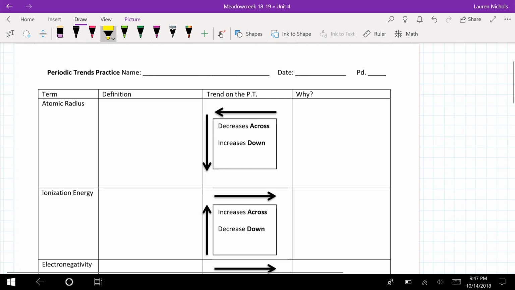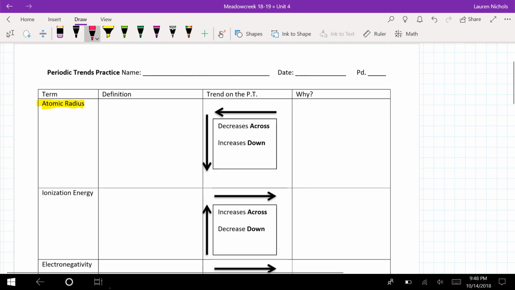So the first trend I want to talk about is the atomic radius. As we're talking about this, we're going to go through the definition, the trend on the periodic table, and why it does what it does. Like, why is that the trend that we see?